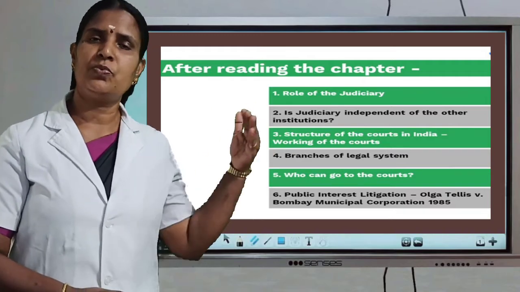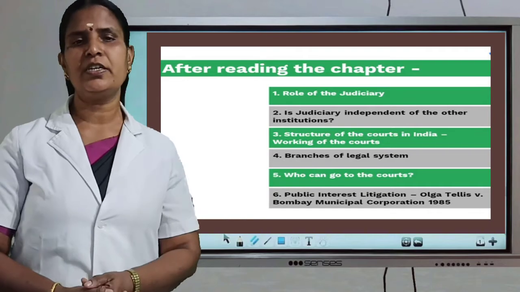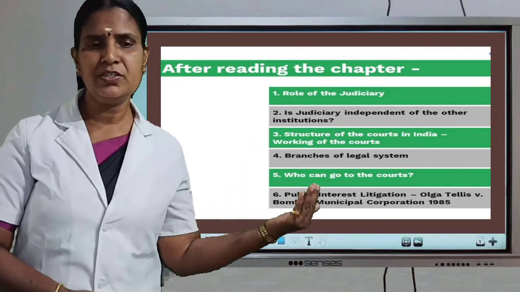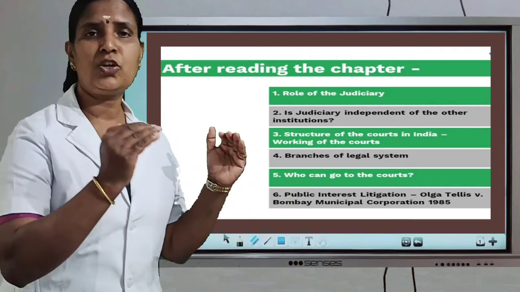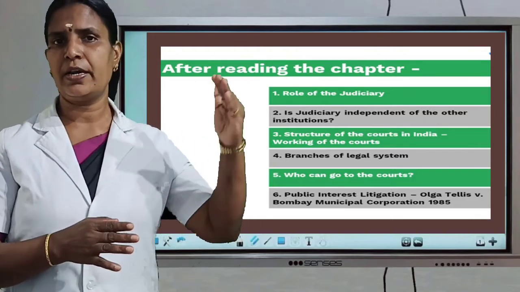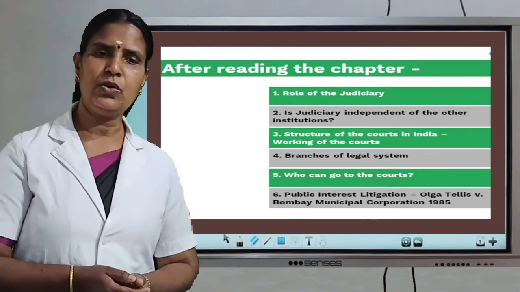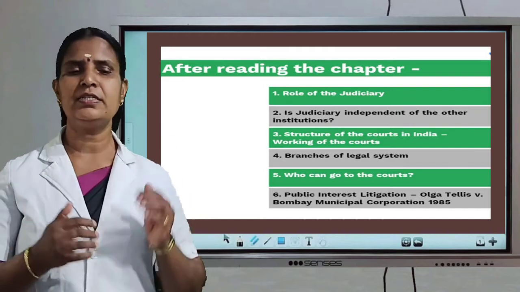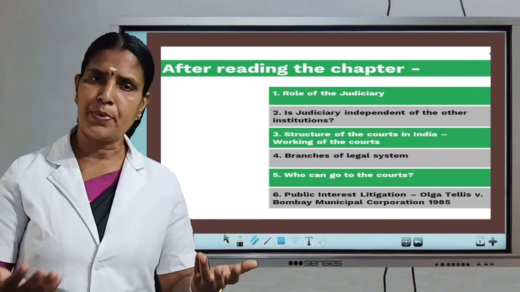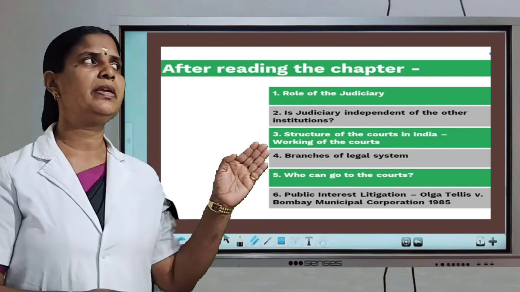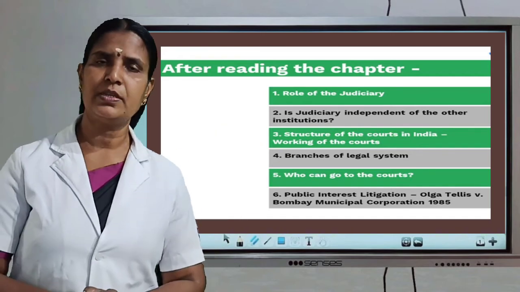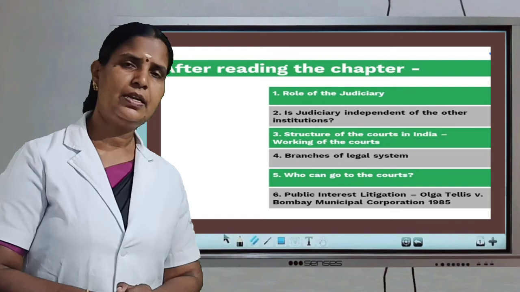Then what did we learn from this lesson? First of all, we discussed the role of the judiciary. Why do we need an independent judiciary? And the structure of the courts in India: Supreme Court, High Court and local courts, and the branches of the legal system, and who can approach the courts, and public interest litigation. All that we learned from this lesson.